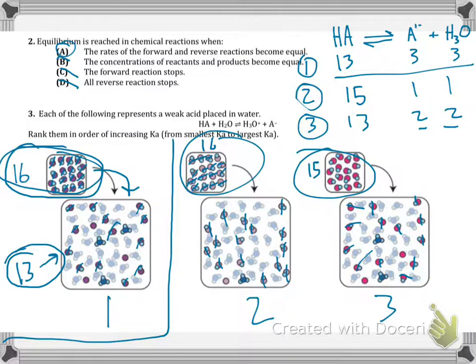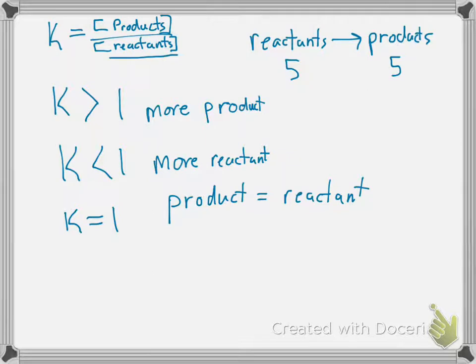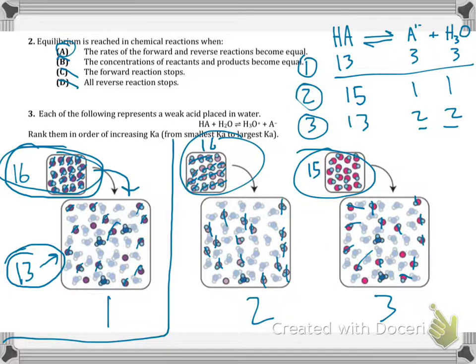So if we remember that K is products over reactants, if you take a look here, this is going to be 3 times 3. This is going to be 1 times 1, 2 times 2, divided by the reactant. So this is 3 times 3 over 13. So I'm going to go ahead and write that here. 3 times 3 over 13. This one is 1 times 1 over 15. And then this one is 2 times 2 over 15.